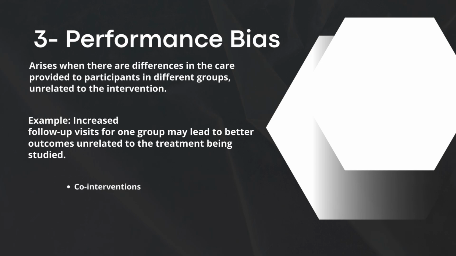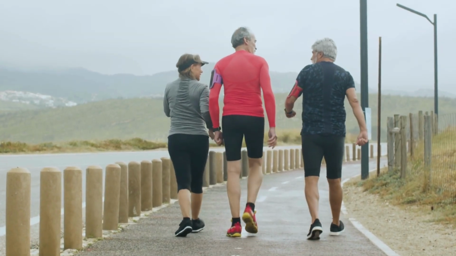The first is the co-interventions. Additional treatments can be provided to the participants in one study, and these treatments are not part of the study intervention, and this can introduce this type of bias. The other one is the adherence. Differences in adherence to the intervention between different groups can also lead to biased results. And this is particularly relevant in studies where the intervention requires significant patient involvement, such as lifestyle modifications, for example.